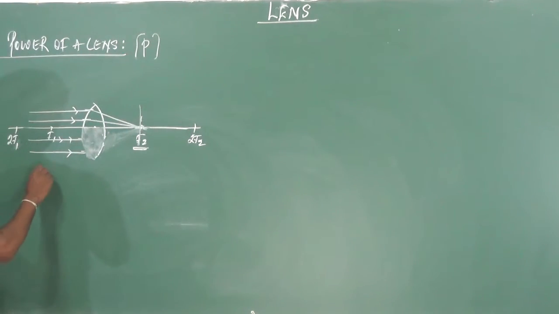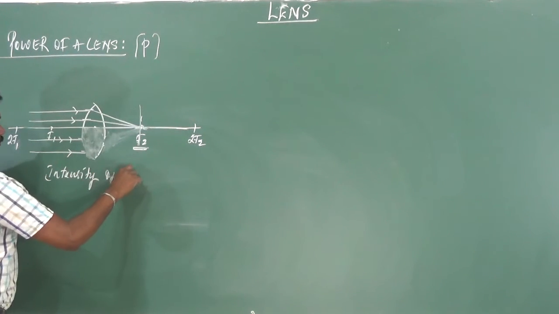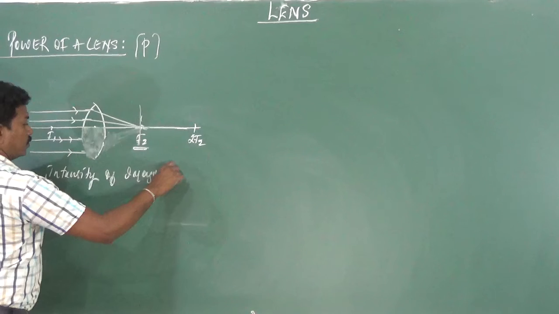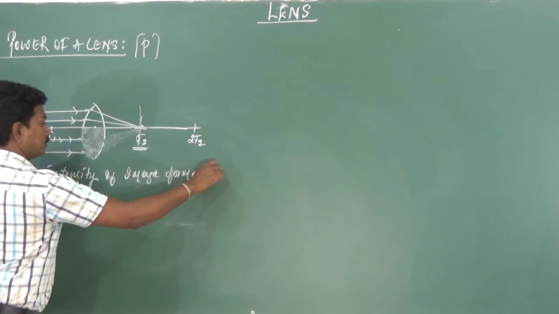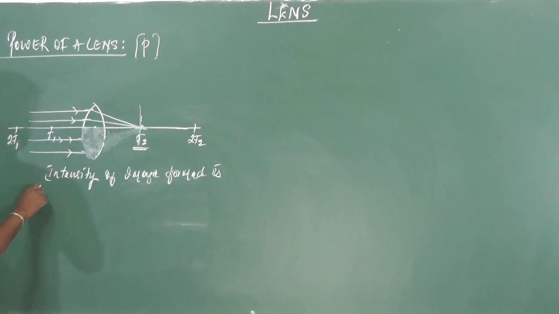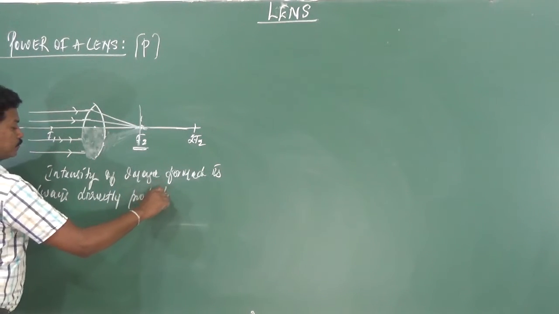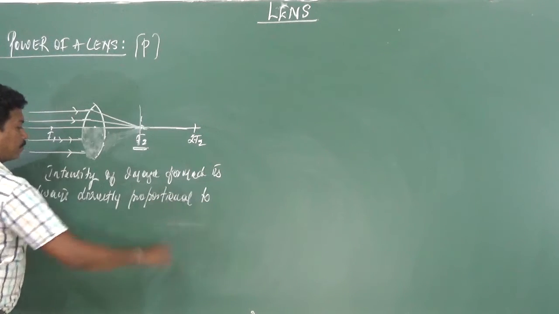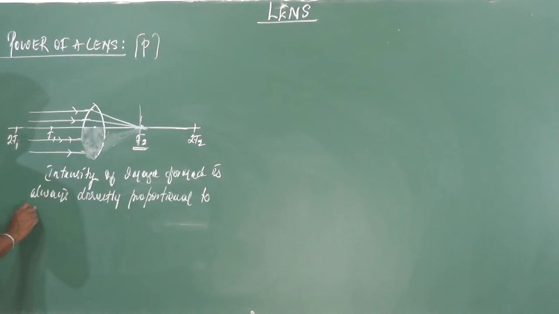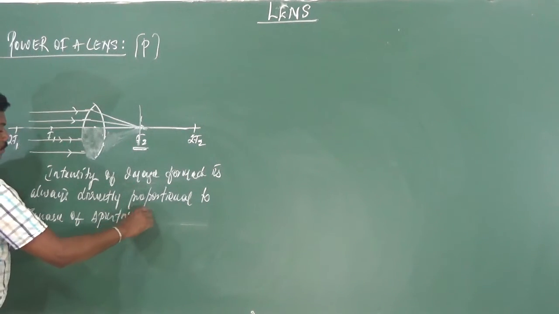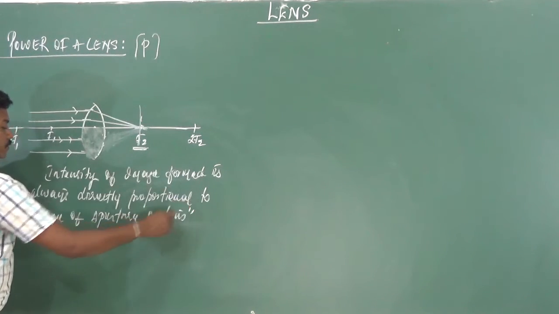It's very important. So the intensity of the image formed is always directly proportional to the square of the aperture of the lens. Square of the aperture of the lens.